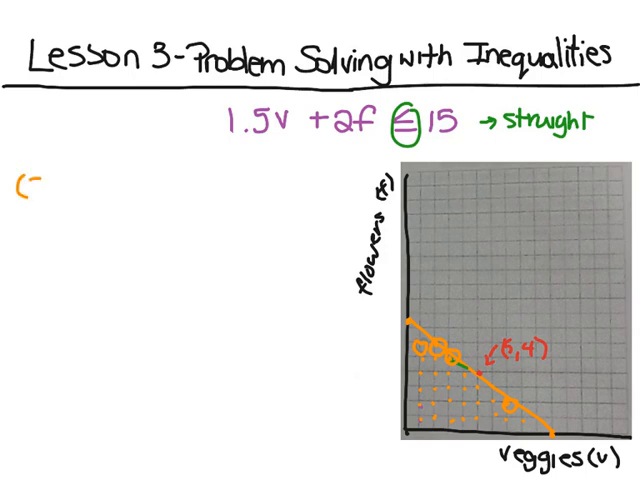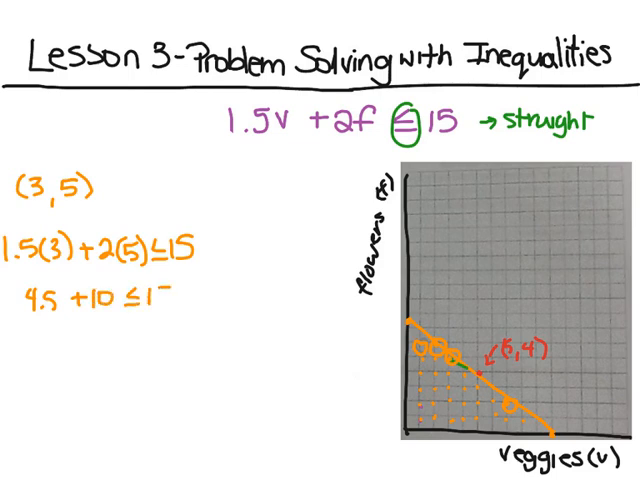So we can test to see how much change she would have. So let's do 3 and 5. So we have 1.5 times 3 plus 2 times 5 is less than or equal to 15. 4.5 plus 10 is less than or equal to 15. 14.5. So you'd have 50 cents change.